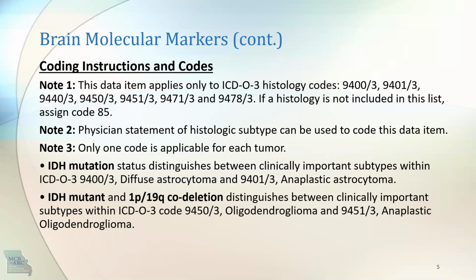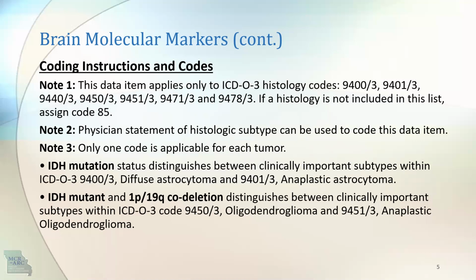Coding instructions and codes. Note 1. This data item applies only to ICD-O-3 histology codes 9400/3, 9401/3, 9440/3, 9450/3, 9451/3, 9471/3, and 9478/3. If a histology is not included in this list, assign code 85.